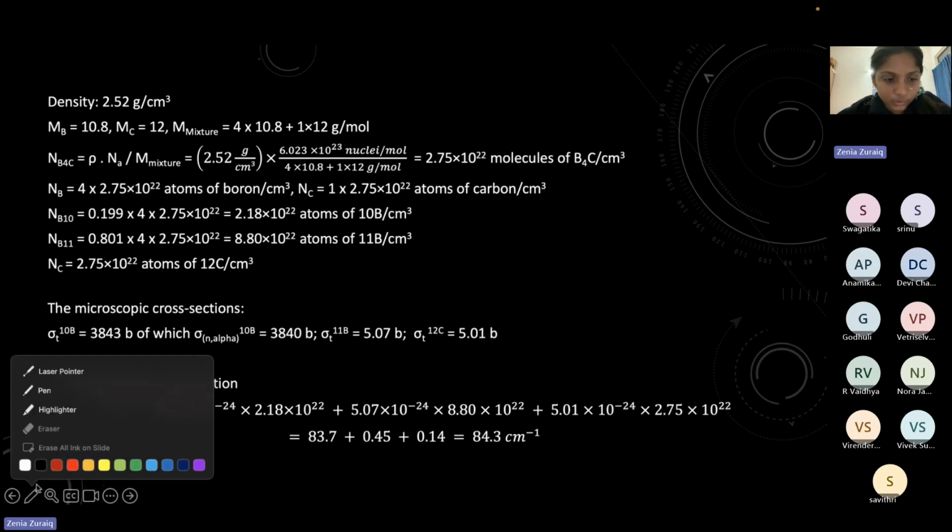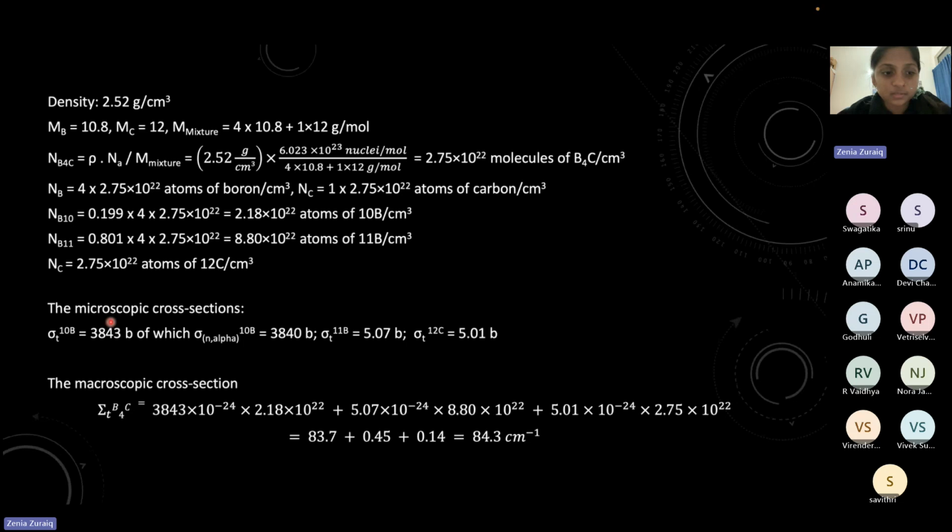Please follow this question because the next question is very similar, and the next question I want everyone to solve. So the density is 2.52. You can see that the mass of boron is 10.8, the weighted mass, and the carbon is of course 12. So the mass of the mixture will be 4 times 10.8 plus 12. Okay, I should have mentioned this. Give me a second.